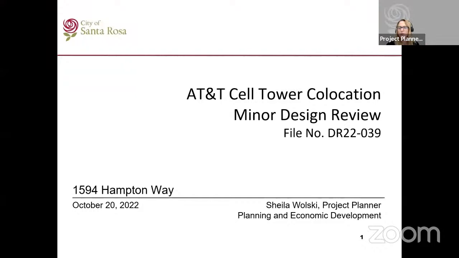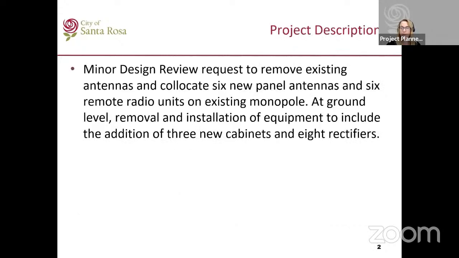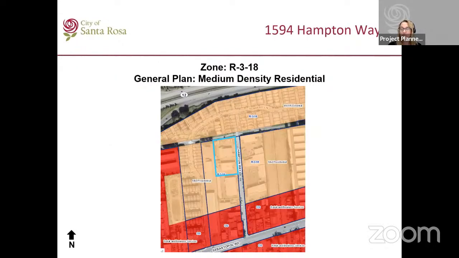All right, let's go. Okay, the project before you is a co-location proposed by AT&T of antennas and equipment on an existing telecommunications facility at 1594 Hampton Way. This type of application requires minor design review. The applicant is requesting to remove existing antennas and co-locate 6 new panel antennas and 6 remote radio units on an existing monopole. At ground level, they propose to remove and install equipment to include the addition of 3 new cabinets and 8 rectifiers.